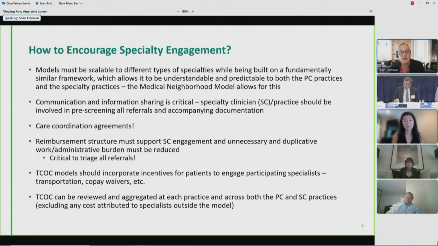This is why triaging those referrals and having that pre-screening is critically important. And total cost of care models need to incorporate incentives for patients to engage with those that are participating. Things like transportation, copay waivers, et cetera. Just innovative ideas that we could consider layering into these models. And total cost of care can be reviewed and aggregated in each practice as well as across both primary care and specialty care practices.